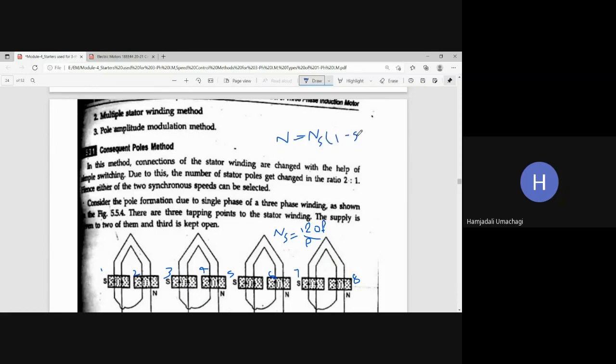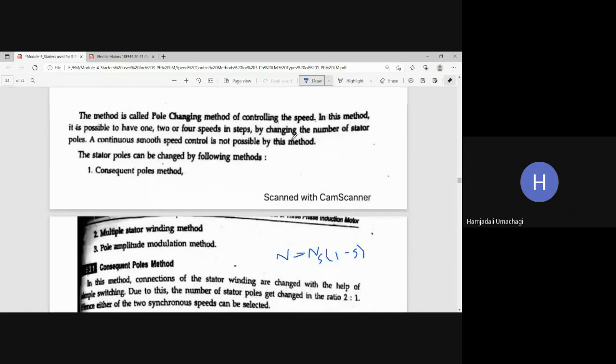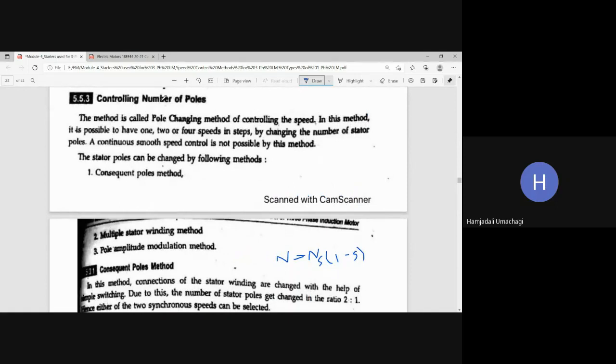So I can control the speed of the induction motor N by changing the synchronous speed. In order to control this synchronous speed, the basic well-known equation is 120 f / P. So if we change the number of stator poles, then we can change the synchronous speed, and then we can change the speed of the induction motor. This is how it is correlated here. Okay, so now let us see the next method, that is controlling the number of poles.